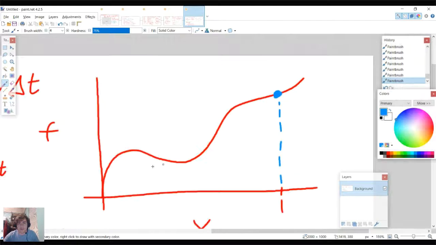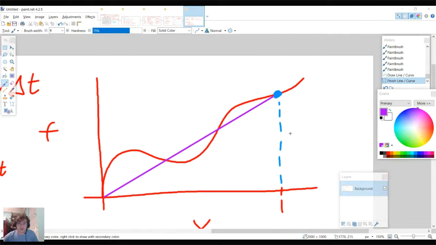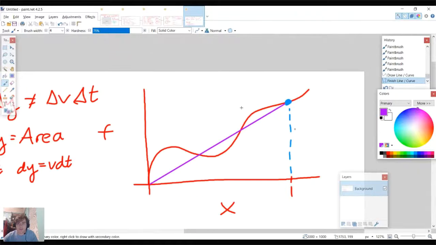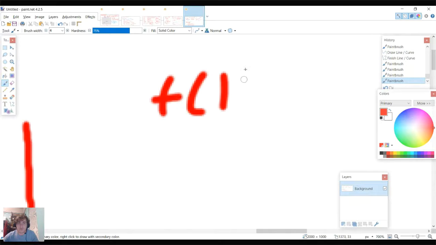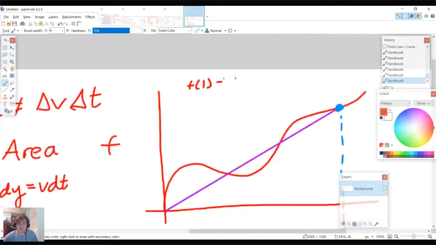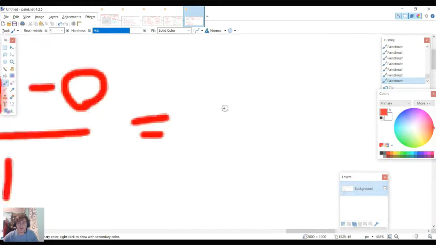So we want to find the slope of that line. I'll make it a different color. Purple is good. Purple's a fun color. So the average rate of change would be the slope of that line, which would be f of 1 minus, well, in this case, f of 0 is 0, over 1, which would just be f of 1.